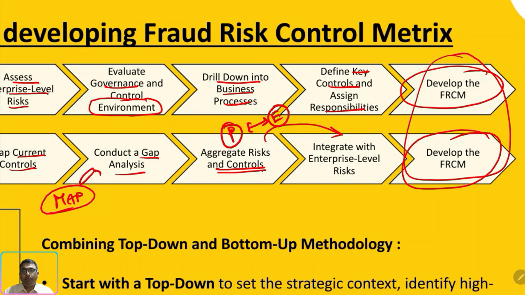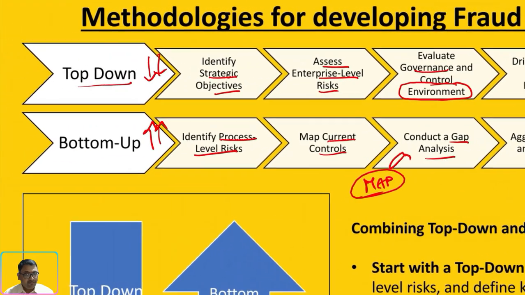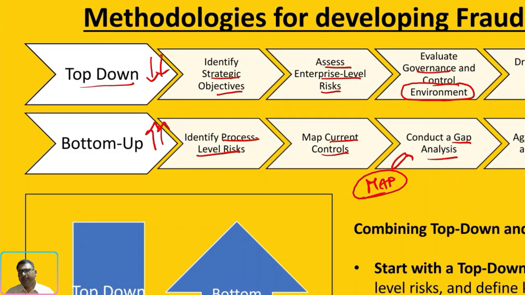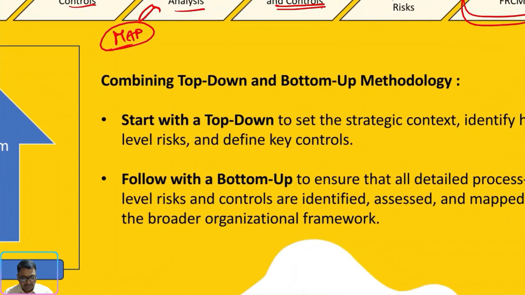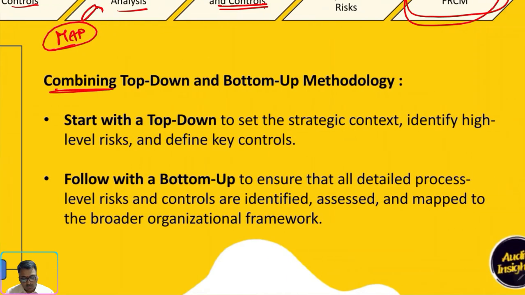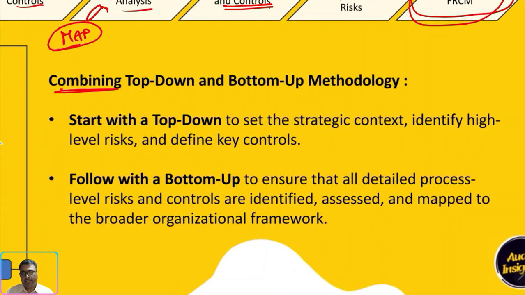Now, if you notice, for both top-down and bottoms-up, the basic objective is to develop the fraud risk control matrix. How we approach that is what would differ. Now, are these two the only way it can be done? There are multiple ways, but one such way that we can think through is combining them, getting the best of both. So, how can that be done?